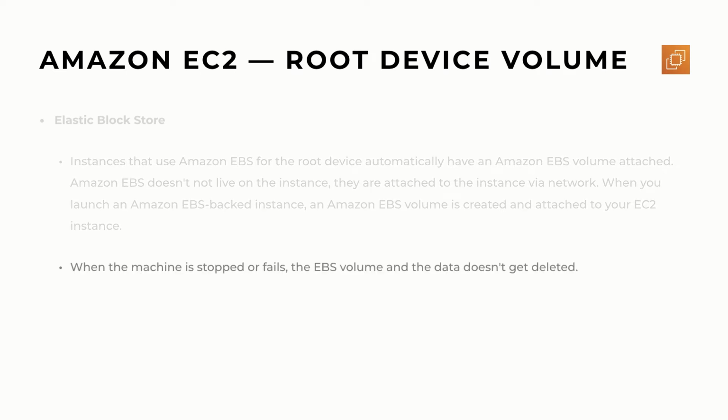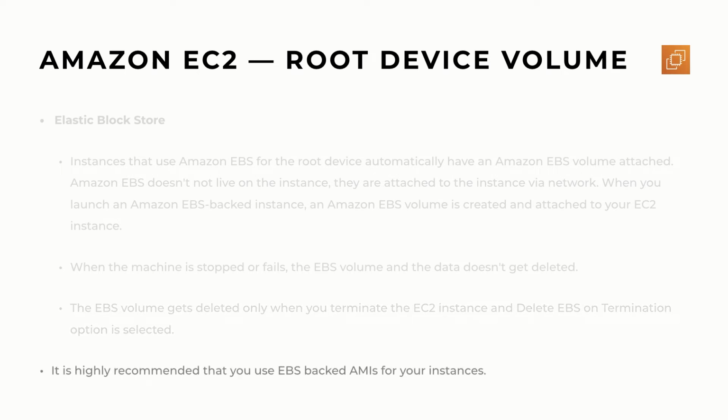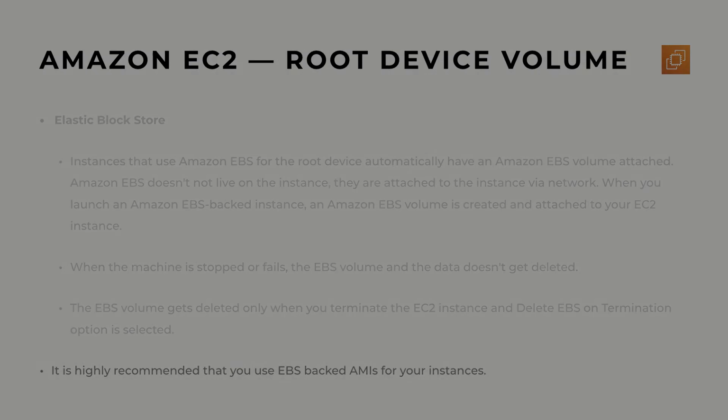When the machine is stopped or fails, the EBS volume and the data does not get deleted. The EBS volume gets deleted only when you terminate the EC2 instance and the Delete EBS on Termination option is selected while you launch your EC2 instance. It is highly recommended that you use EBS-backed AMIs for your new instances.